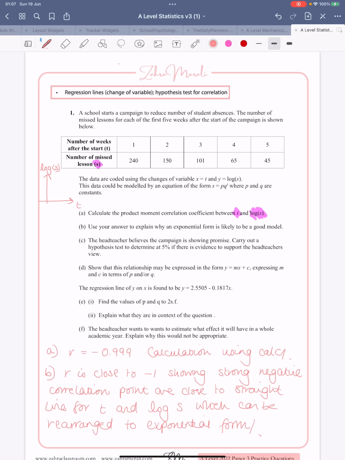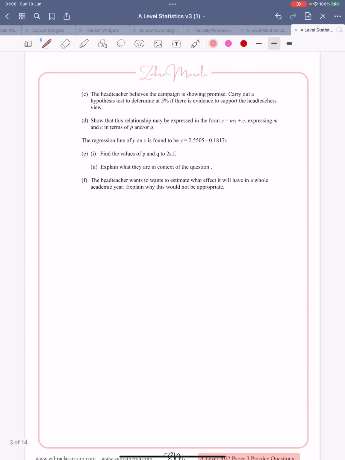Okay. You're then told that the head teacher believes that the campaign is showing promise. Okay, great. Carry out a hypothesis test to determine at 5% if there is evidence to support it. Now, hypothesis testing on regression is one of the easiest topics. So you're getting a regression line, you're getting a hypothesis test. You see that immediately, you're going to know that your H0 is this, well, it's a rho, but it looks like a p. If you wrote it and yours looked like a p, not a problem. Rho equals 0, and H1, you've got to think, what does that mean? Well, she is saying it's showing promise. So she's expecting it to have an effect, so to stay negative. So rho less than 0.